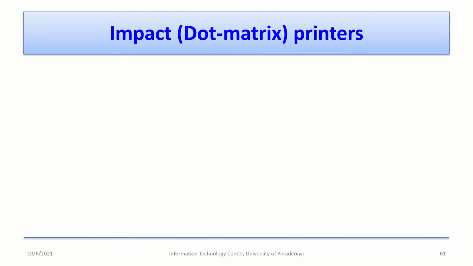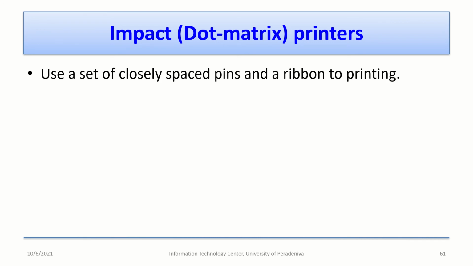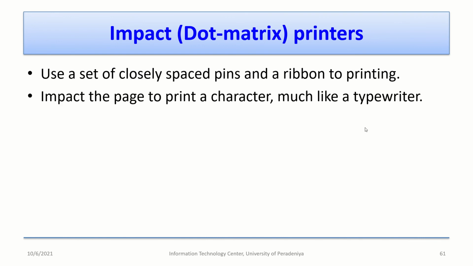And then next one is impact printers, or what we call dot matrix printers, right? The earlier ones, inkjet and laser: in inkjet printers, they drop tiny drops of ink. In laser printers, they use laser beams to print. Impact printers use a set of closely spaced pins and a ribbon to print. This is the same technology used in typewriters. So it impacts the page to print characters like a typewriter. You may have seen typewriters, right?